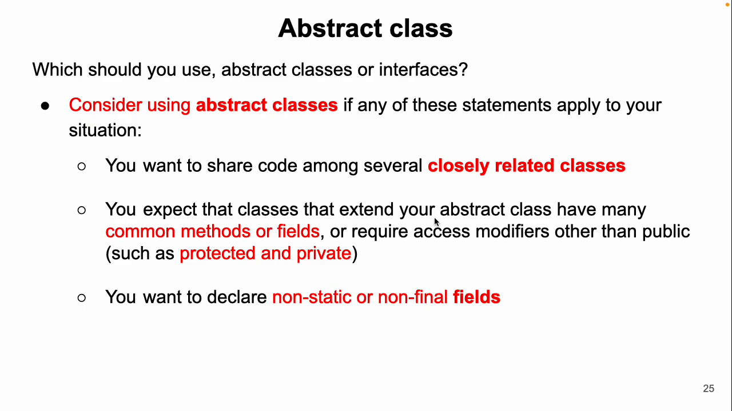Okay, then you expect that classes that extend your abstract class have many common methods or fields. Yes, obviously, because they are closely related classes, so common methods or fields will be there.